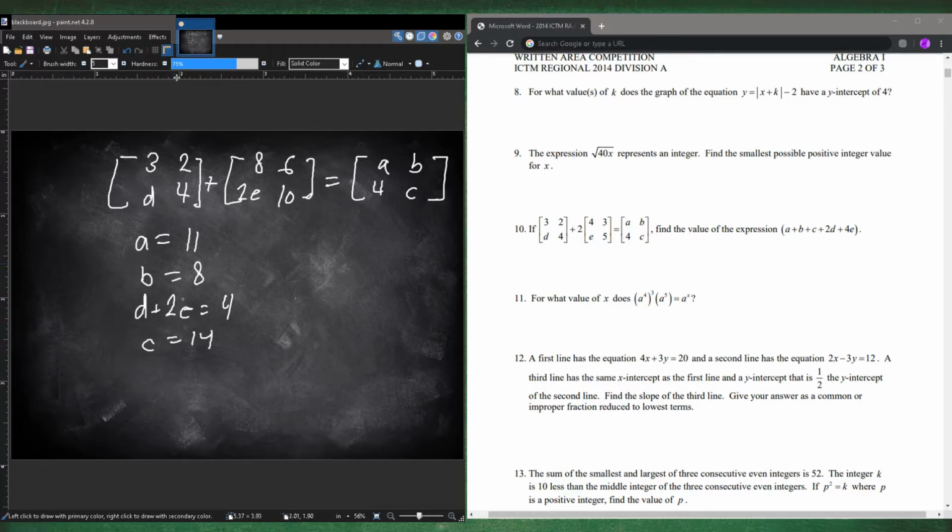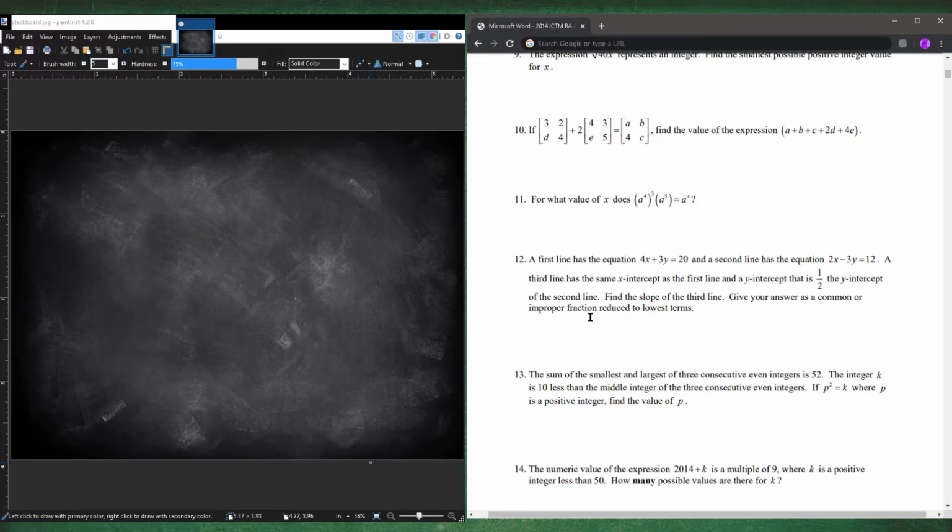So A plus B plus C plus 2E plus 4E. So we got to multiply this by 2, right? So that will make this into an 8. So we have to add that up together. So that's 16 plus this is 30 plus that 11 is 41. So your answer is just 41 for number 10.